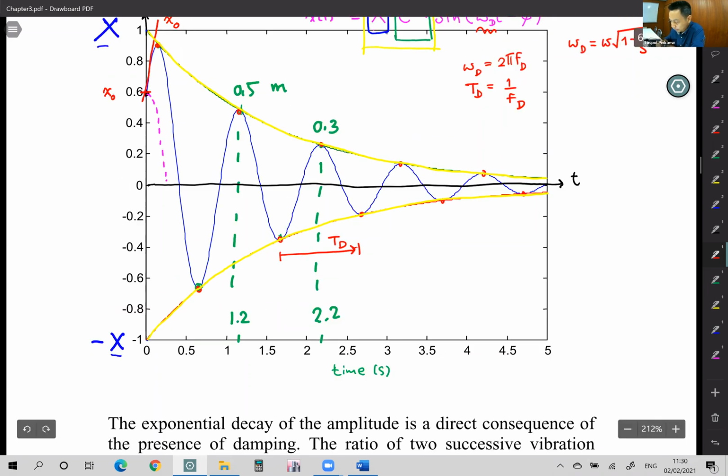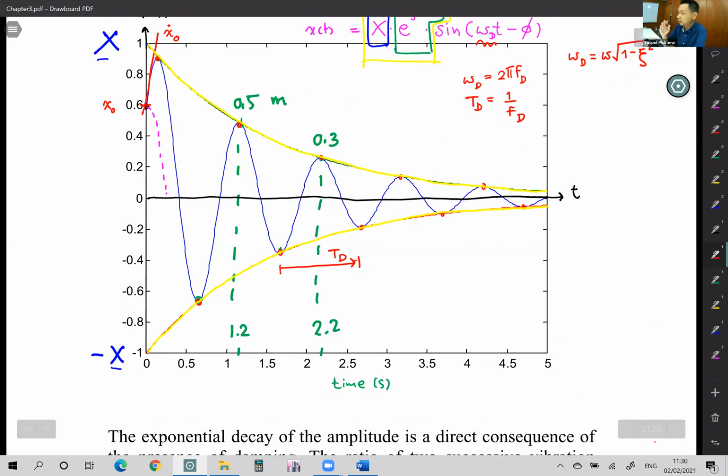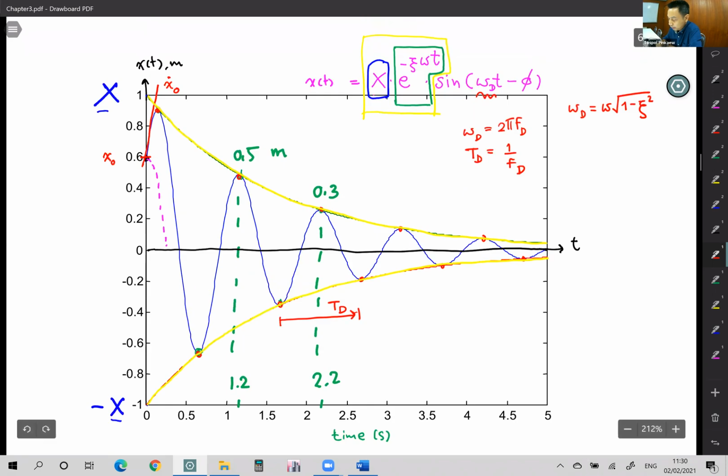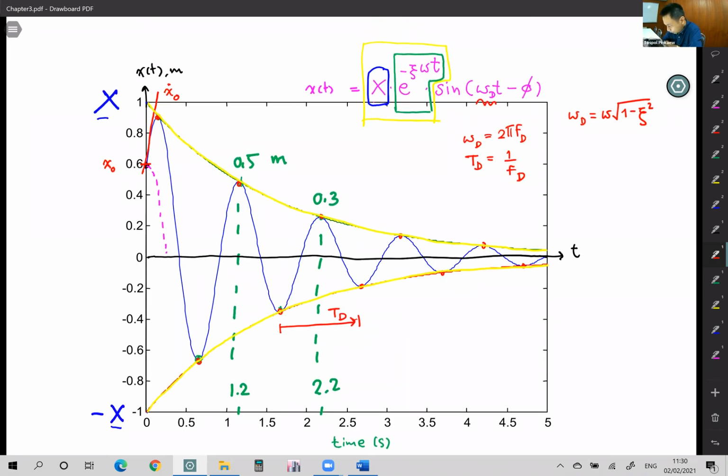And if I know about the TD, or the period of your movement with time, I will know the frequency FD. And if I know the frequency FD, I can compute omega D. And if I know omega D and the damping ratio, I can know omega. Okay? So this physical meaning of the vibration from this mathematical expression will tell us a lot of information.